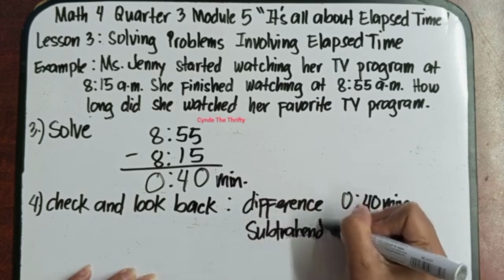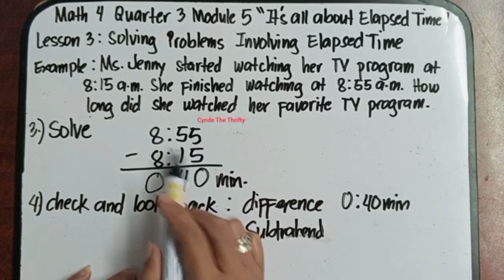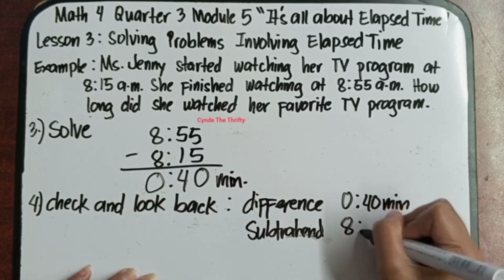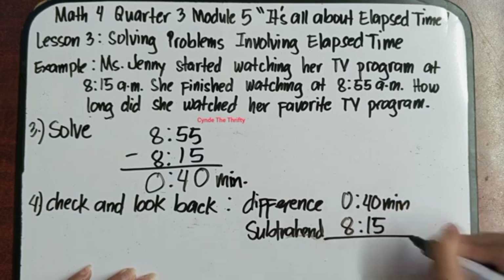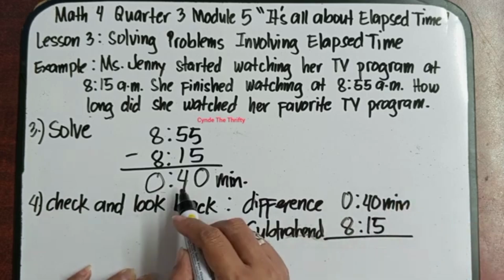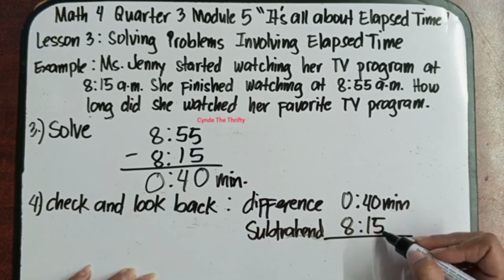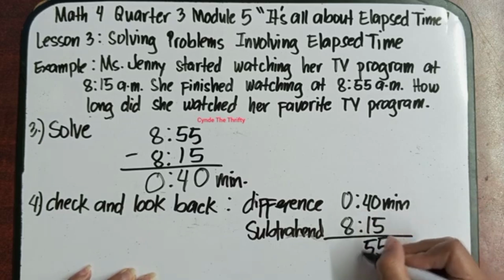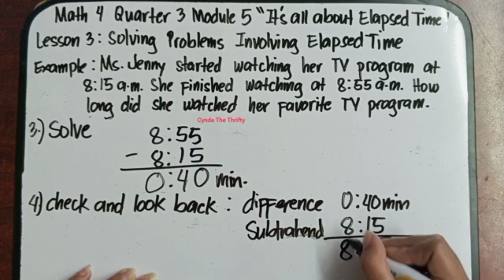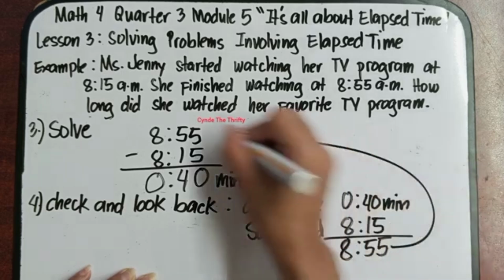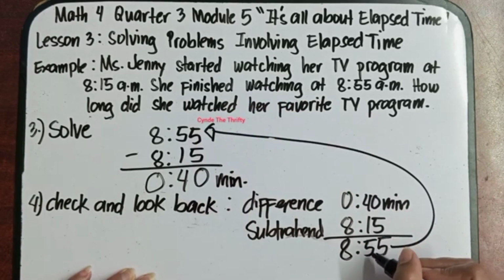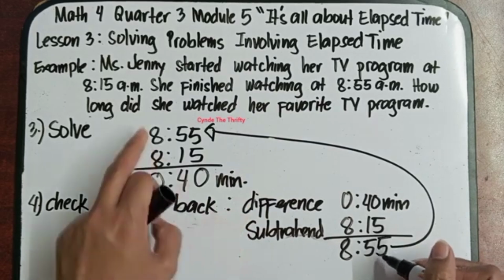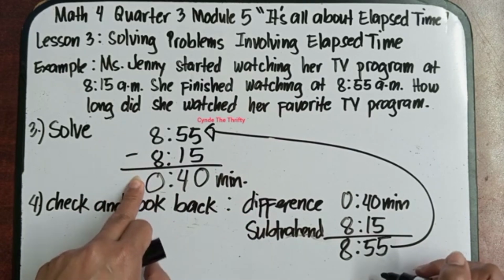Okay, so saan ang subtrahend natin dito? Ito ang ating subtrahend, ito ang ating minuend. So, i-add natin ang ating subtrahend which is 8:15. So, i-add natin ito para ma-check natin kung tama ba yung sagot natin. So, 0 plus 5 is equal to 5 and then 4 plus 1 is equal to 5. 0 plus 8 is equal to 8. So, ibig sabihin, magkapareho yung ating minuend at ang ating sagot dito sa pag-add ng ating difference at subtrahend. Ibig sabihin, tama yung ating answer na 40 minutes.